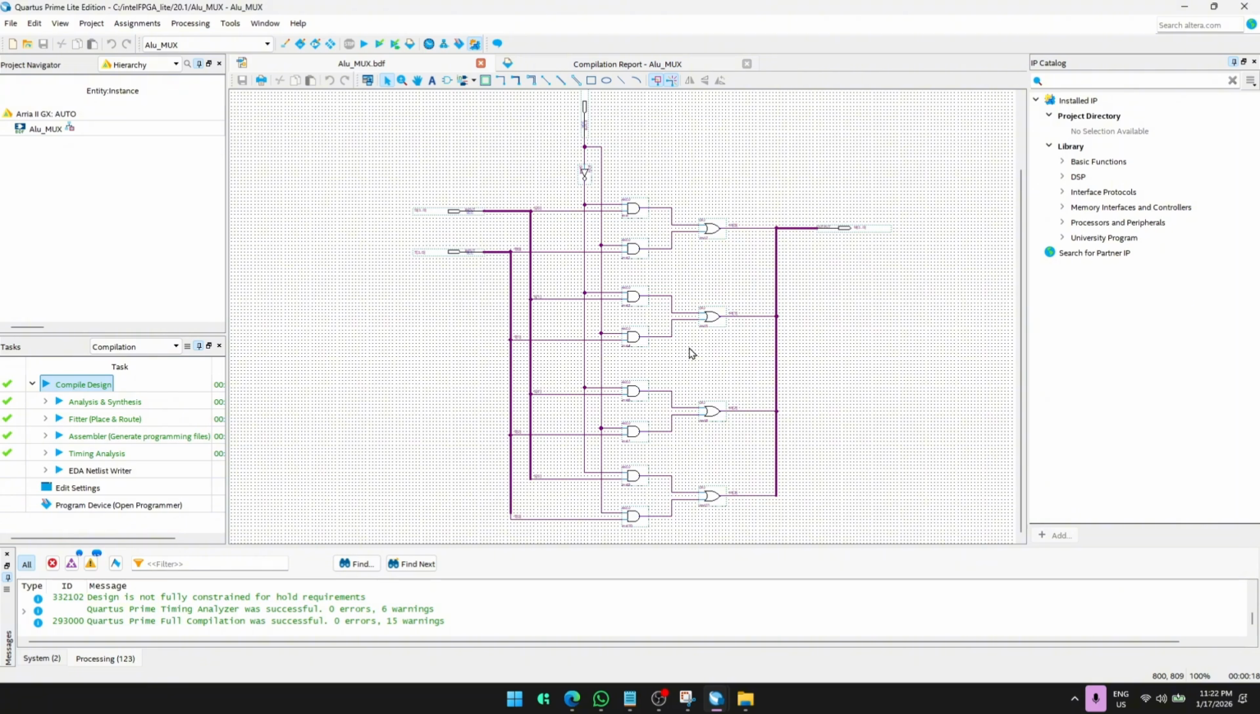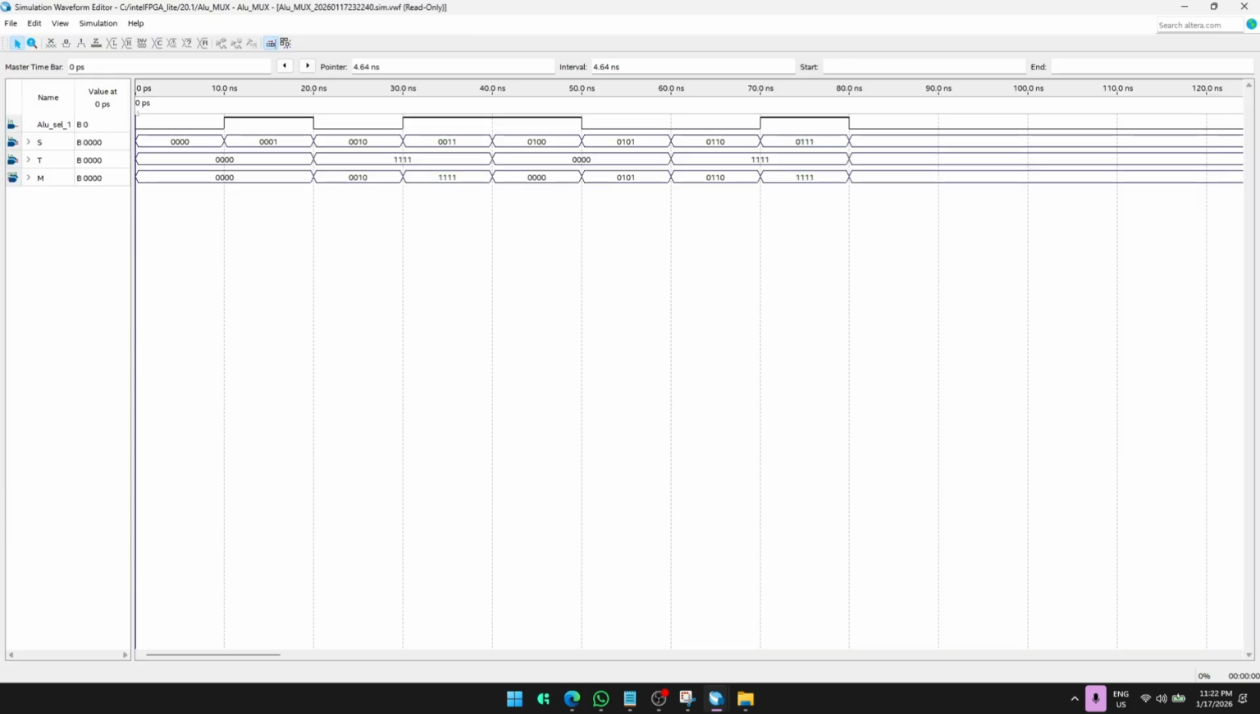The logic is simple. When ALU cell 1 is 0, the output M matches input S. When ALU cell 1 is 1, the output M switches to match input P. We can verify this in a simulation.